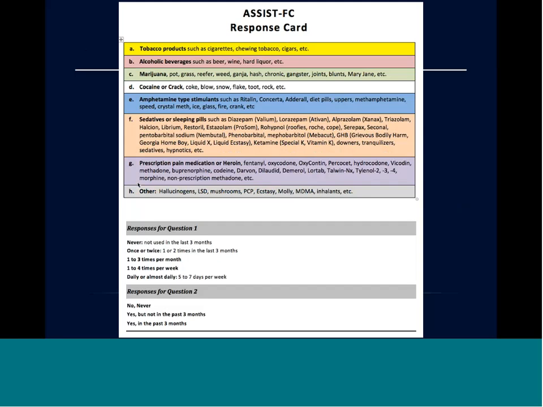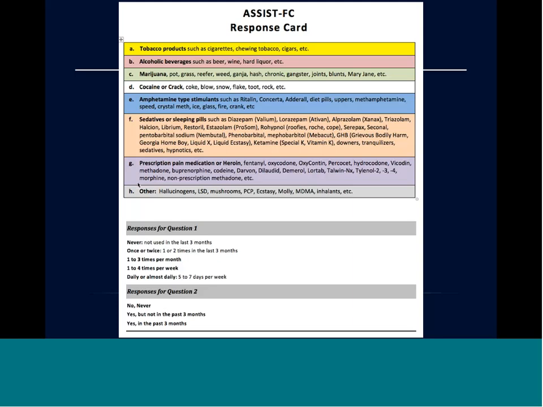One of the things we did with the Assist FC is reduce the number of drug categories, and in particular here, due to generally low prevalence rates, we removed the inhalants and hallucinogens categories from the list. However, you can simply add those back in if you wish, or record them in the other category.